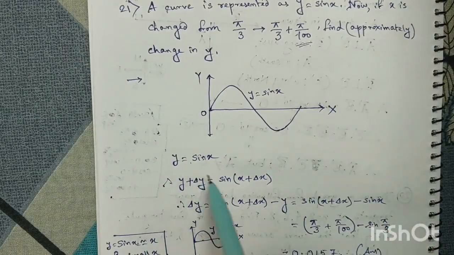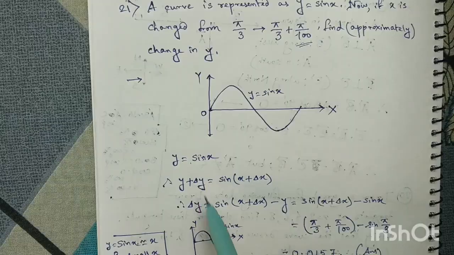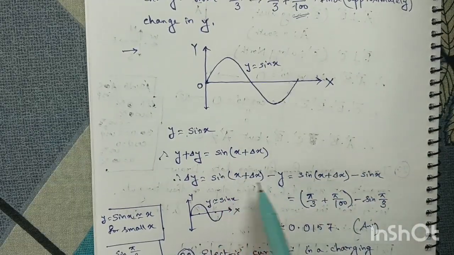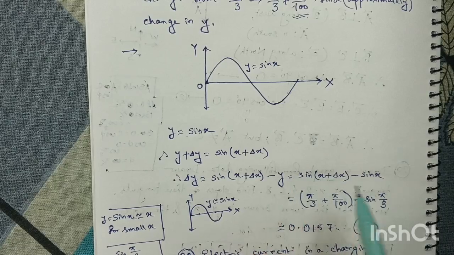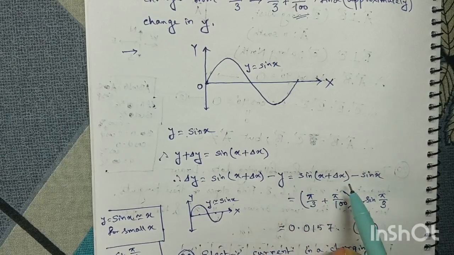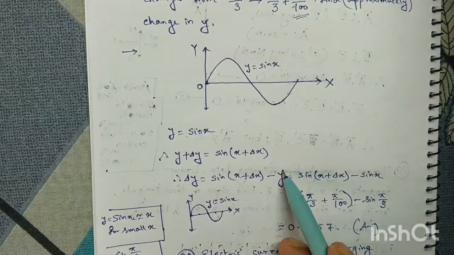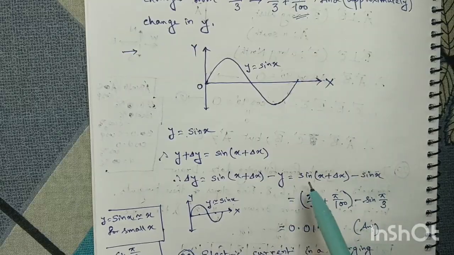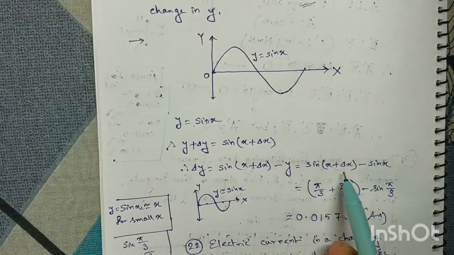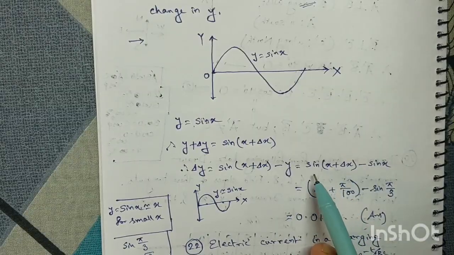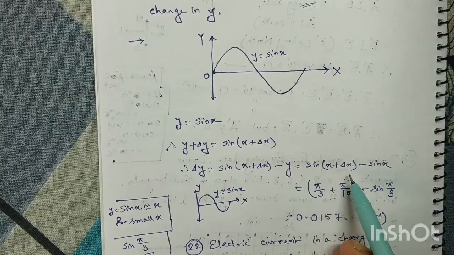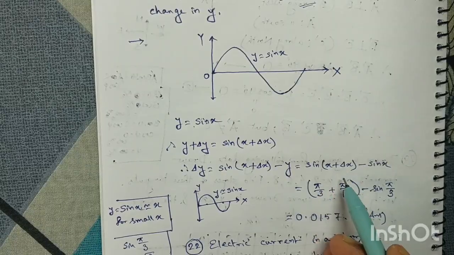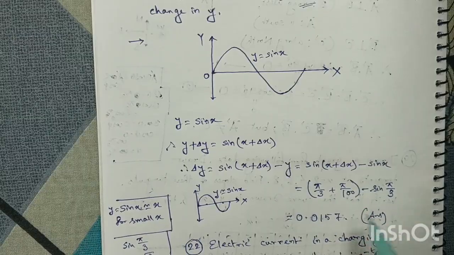Now, here y is equal to sine x, therefore y plus delta y is equal to sine of x plus delta x. Therefore, delta y is equal to sine of x plus delta x minus sine of x, since y is equal to sine x. Now, in the approximate case, we know sine x is equal to x. So we have the value of sine of x plus delta x as x plus delta x, which is pi by 3 plus pi by 100, minus sine pi by 3. Calculating, we get 0.0157. This is the answer.